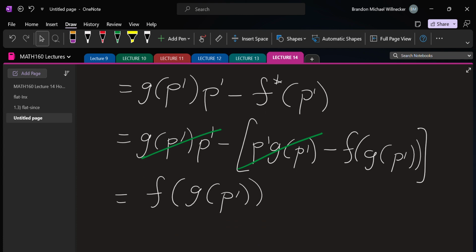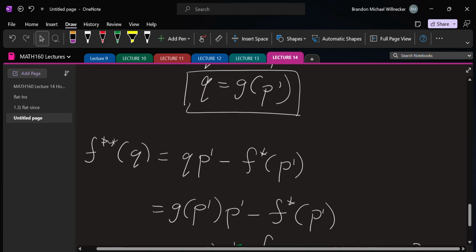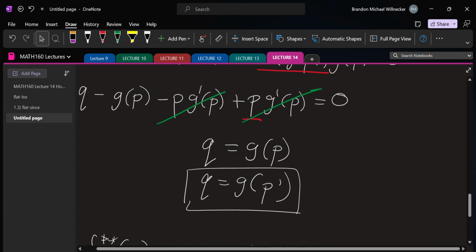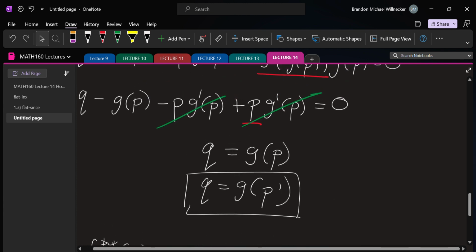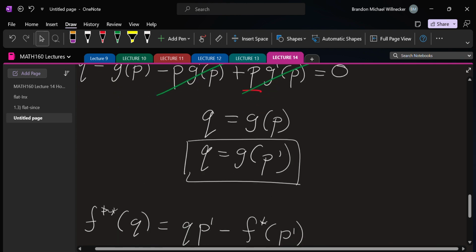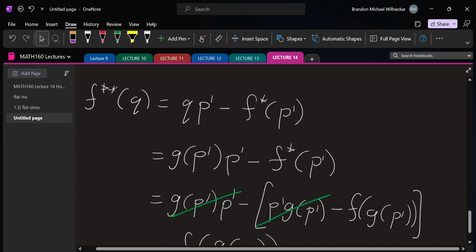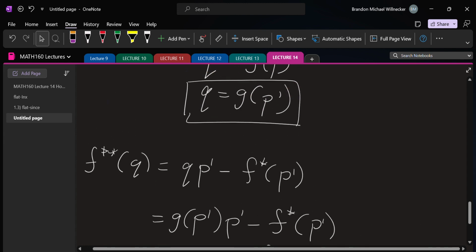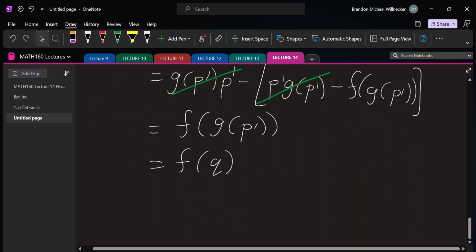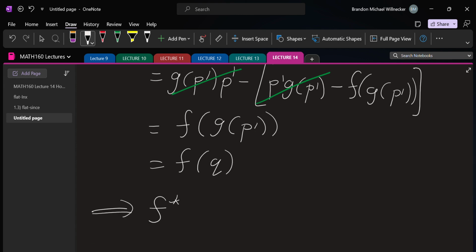Almost done. Okay, so we've got g of p prime. What is that going to be? Let's go back here. What's g of p prime? Q. So this is f of q. Let's look at the left. F star star of q. What's on the right? F of q. So what does that mean? It means that f star star is f. Okay.